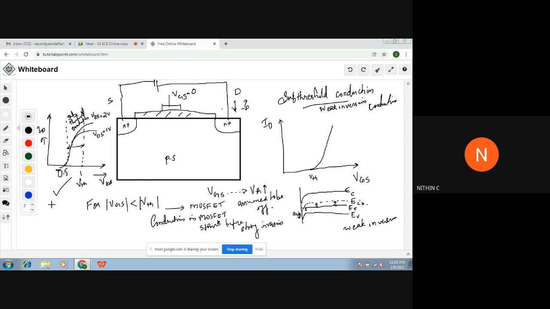Completed the figure? Same plot on a VGS, ID graph itself. There is no difference. Okay. If you have completed, then you can mark your attendance.